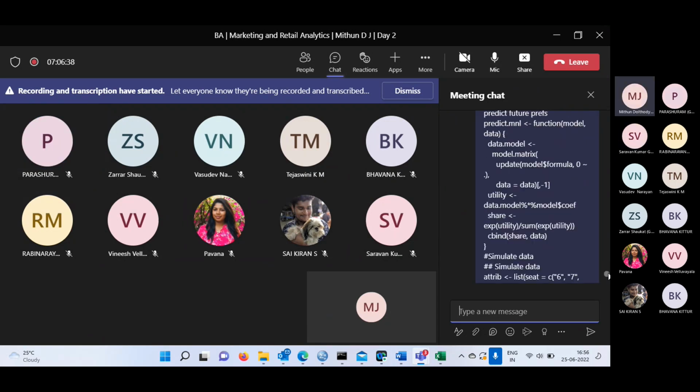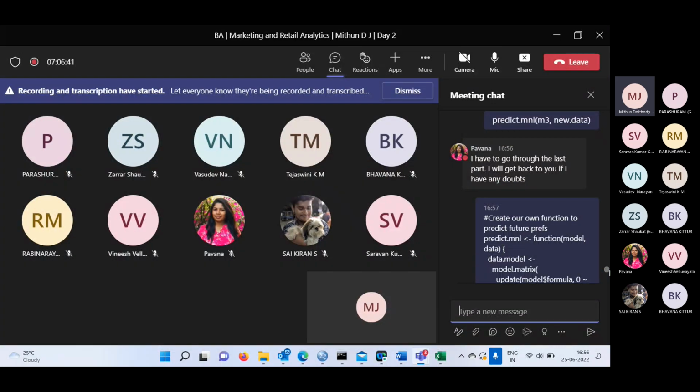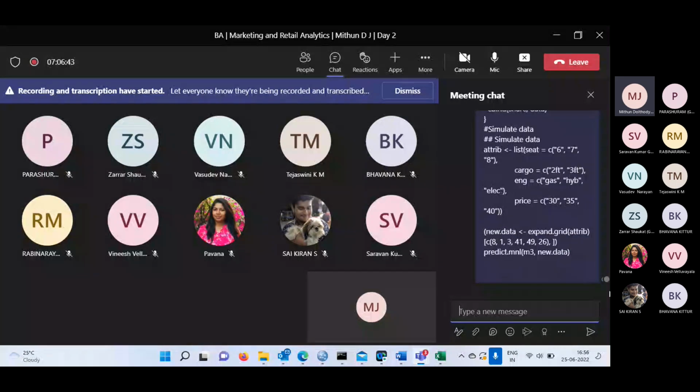Bhavna is saying something. I have to go through the last part. I will get back to you if I have any doubts. Okay. Tejaswini? No doubts, I'm clear. Okay, fantastic. Bhavna? No, Mithun, it's clear. Okay, Sarvan Kumar? Clear, Mithun. Fantastic. Okay, Vinish? It's clear, Mithun. Okay. Rabi? Rabi said the last part is a bit of a challenge. Parashram? Last part is a challenge. Okay, Zarar? Yeah, last part is a bit challenging.